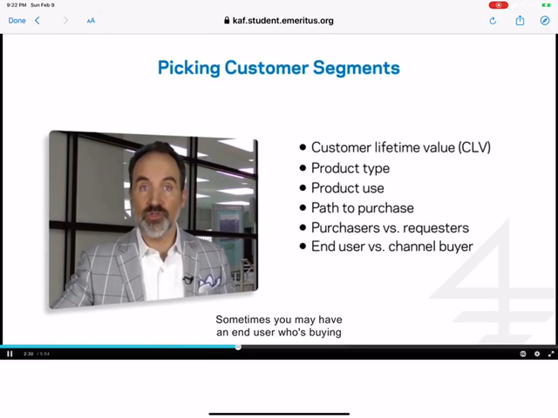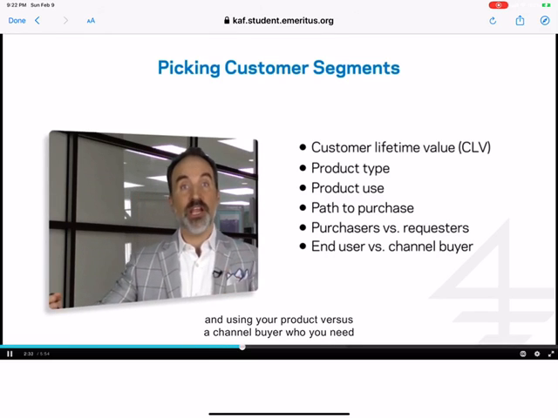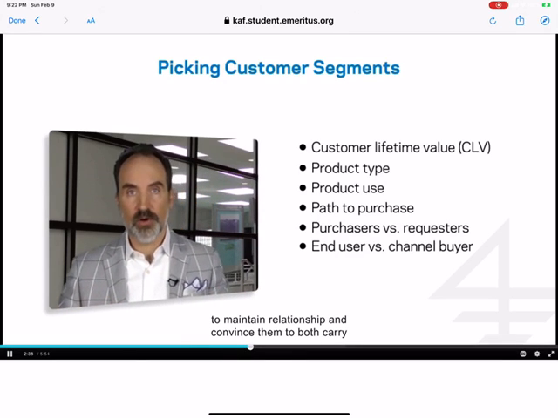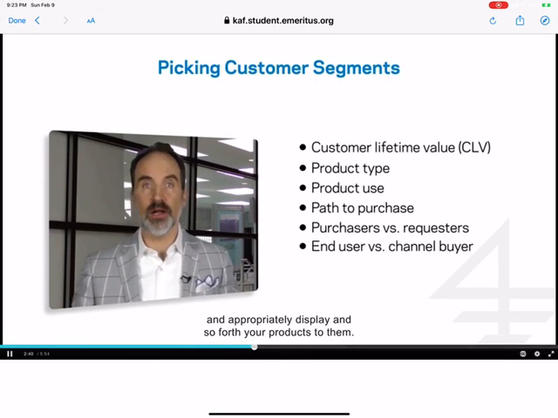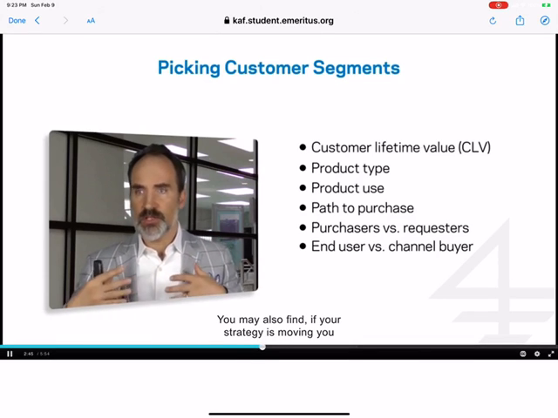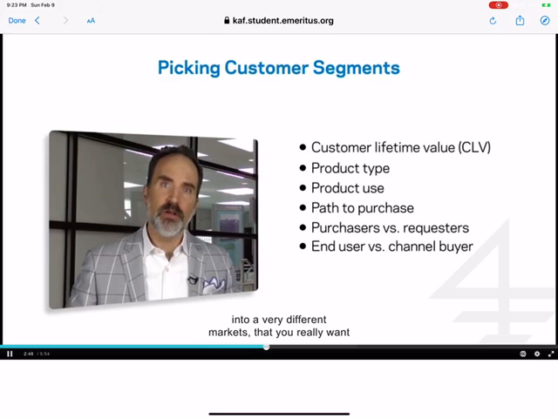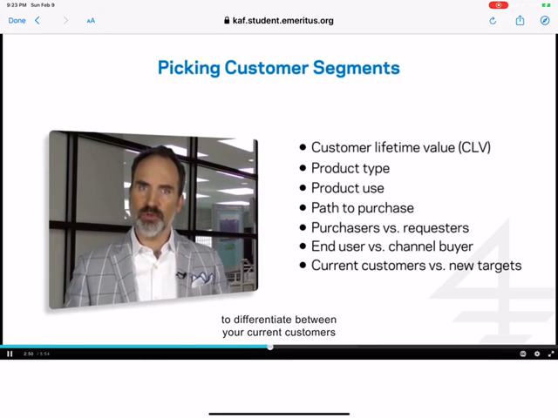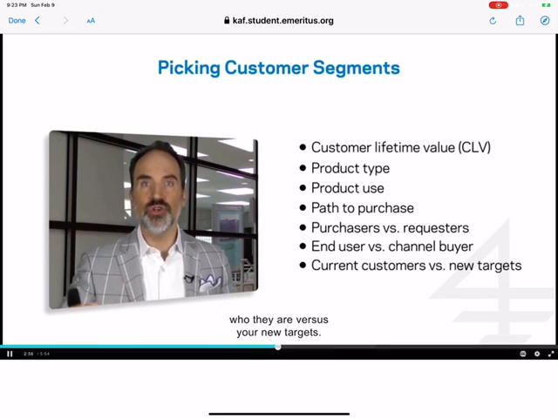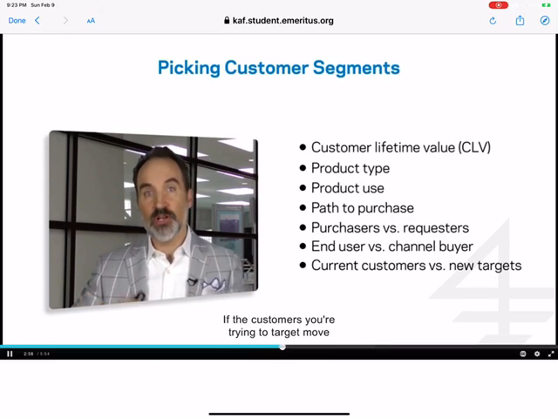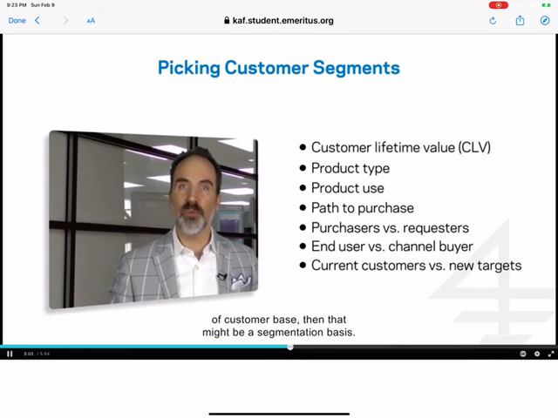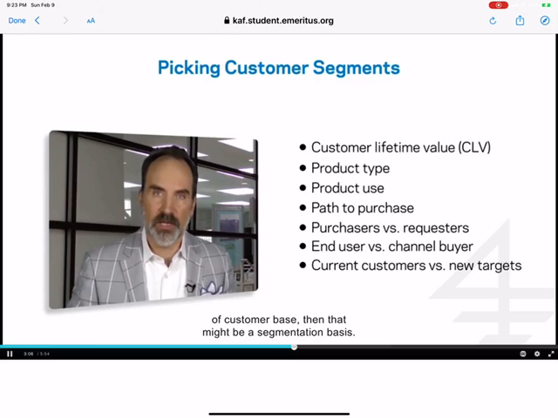Sometimes you may have an end user who's buying and using your product versus a channel buyer with whom you need to maintain a relationship and convince them to both carry and appropriately display your products. Those would be different segments. You may also find, if your strategy is moving you into very different markets, that you want to differentiate between your current customers, who you market to a certain way because you know who they are, versus your new targets. If the customers you're trying to move into look and behave quite differently than your established customer base, then that might be a segmentation basis.